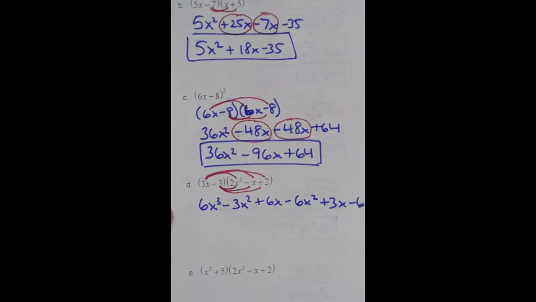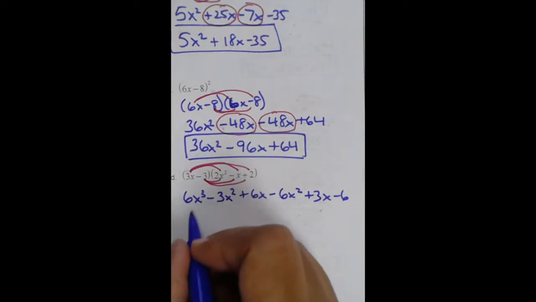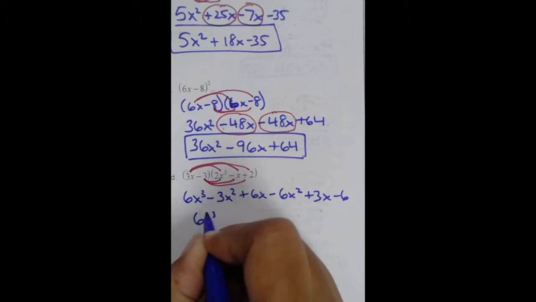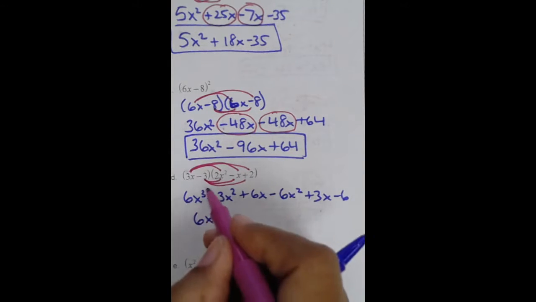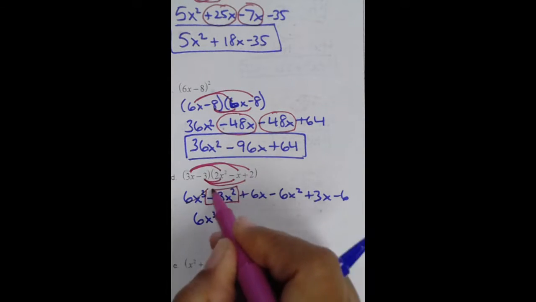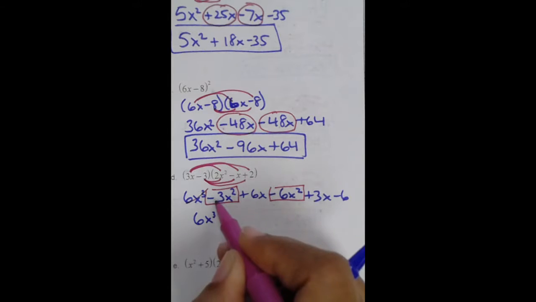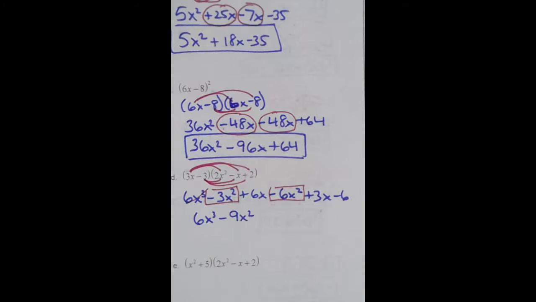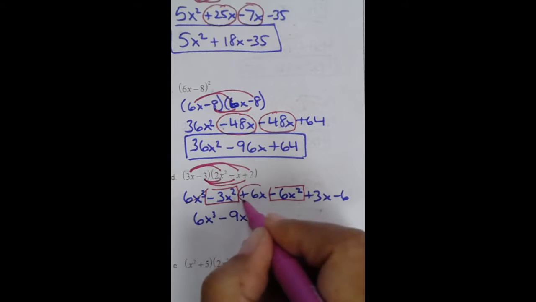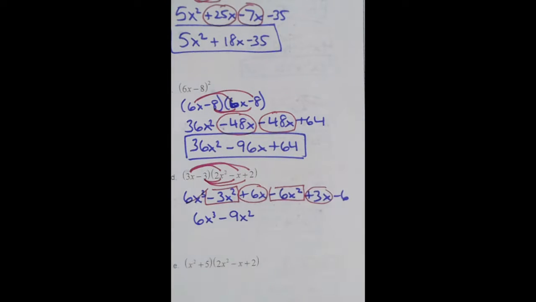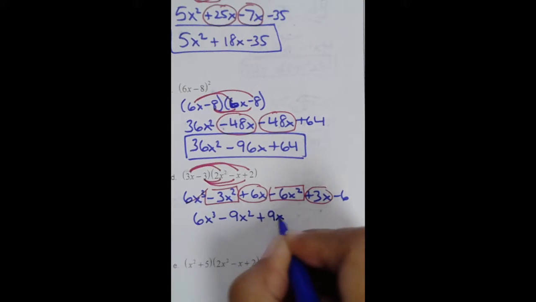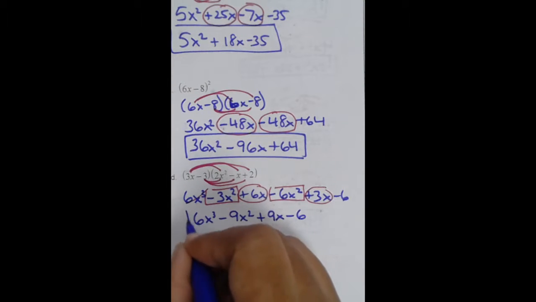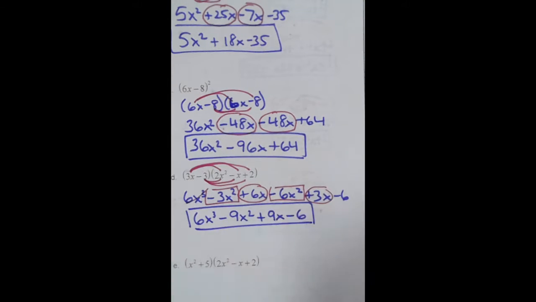All right, add our like terms together. So start with the highest power. There are no other x cubes, so we're just going to use the 6x cubed first. X squareds, I do have a couple of x squareds here. So negative 3x squared and negative 6x squared make negative 9x squared. I do have some x's that I can put together. 6x plus 3x make 9x, and then you still have that negative 6, which is the constant at the end.